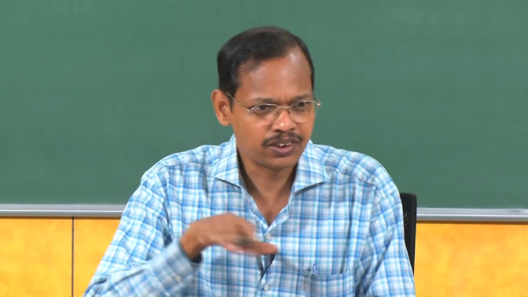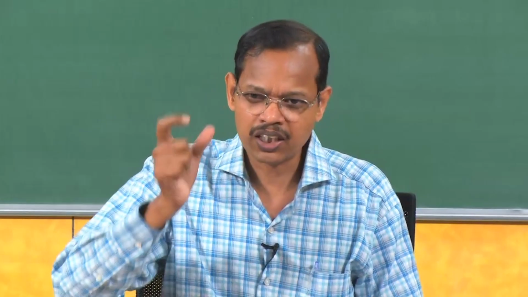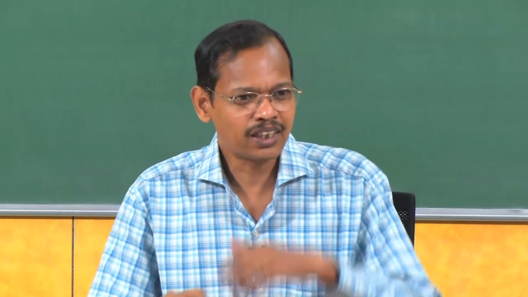If you have a multiple sequence alignment, you can see whether you can find any inherent patterns. So, how to do this? The basic idea is to match the query sequences against the database sequences in the alignment table and give high weightage to the conserved positions, rather than the variable ones. Then you can see some type of matrices. This will tell you, for example, at position number 15 alanine is present, what is the probability of having alanine at position number 15? If it is good, then you can exactly match.